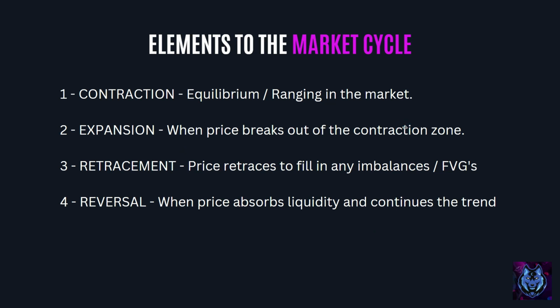These are some elements to the market cycle. Contraction, which is an equilibrium in the market. It's when the market is also ranging in a consolidation. Expansion, when price breaks out of the contraction zone. Retracement, it's when price retraces to fill in any imbalances or fair value gaps. It is looking for inefficiencies. Reversal, when price absorbs liquidity and continues with the trend.